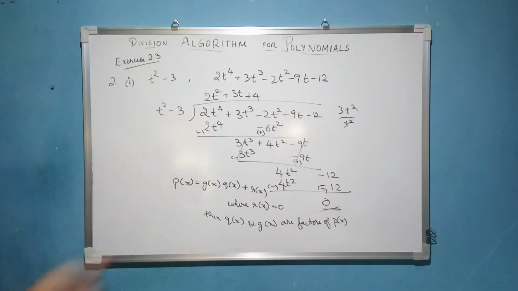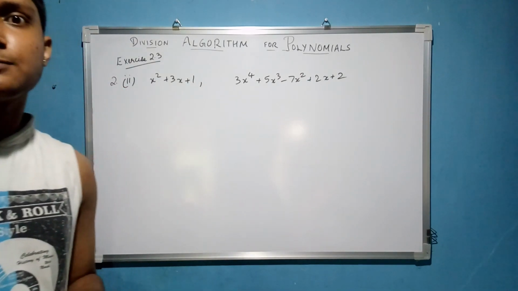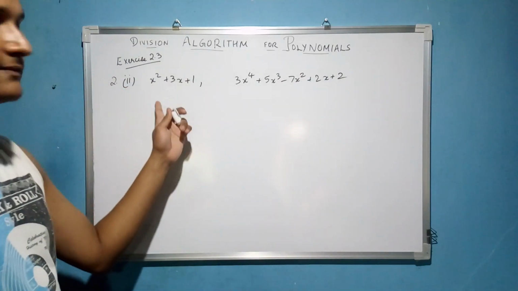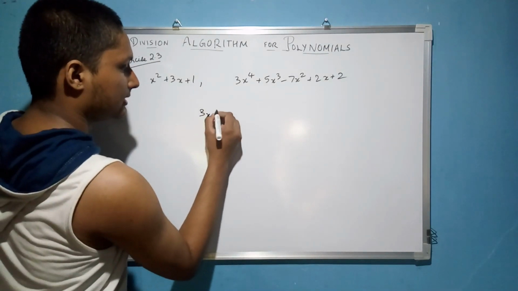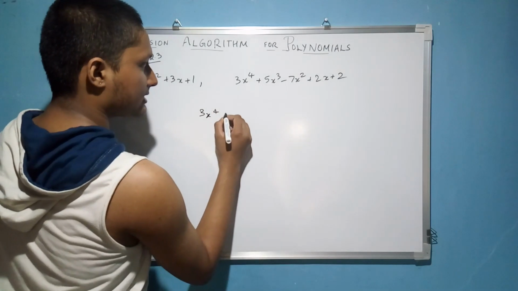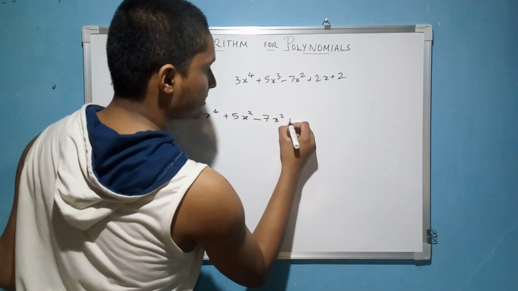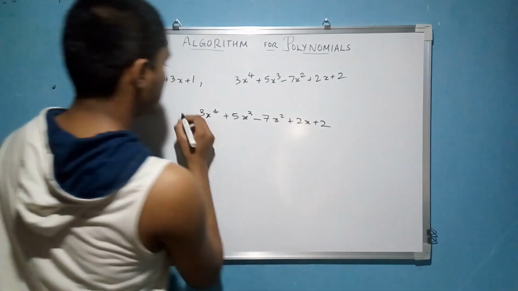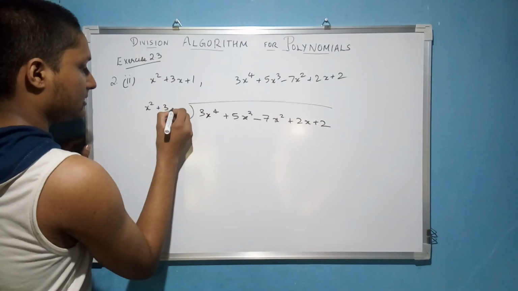So now we'll move on to the second subdivision of the second question. Now we have the second subdivision. You need to divide the second one by the first one. You need to just find out whether it's a factor. So let us start. This comes to be 3x raised to 4 plus 5x cube minus 7x square plus 2x plus 2, and I need to write it in the proper order. This comes to be x square plus 3x plus 1.